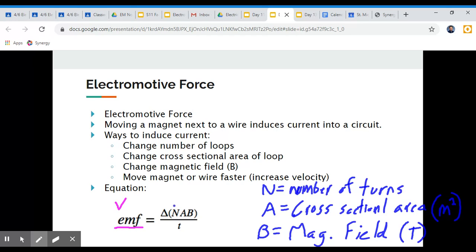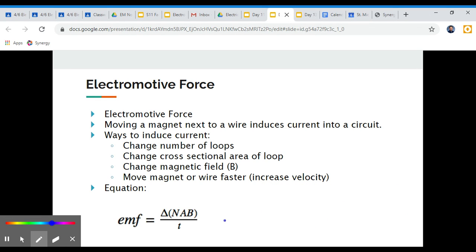So basically what that is saying is we're changing one of these three things, and then you're doing that in a certain amount of time. So the time is basically representing your velocity or how fast you are doing that.